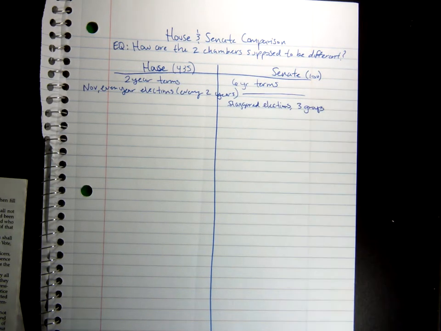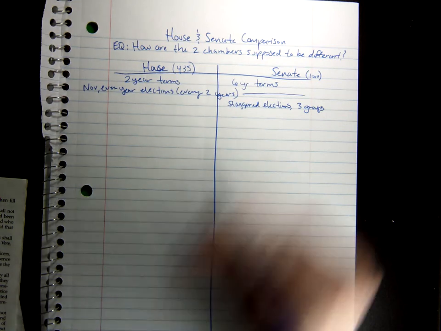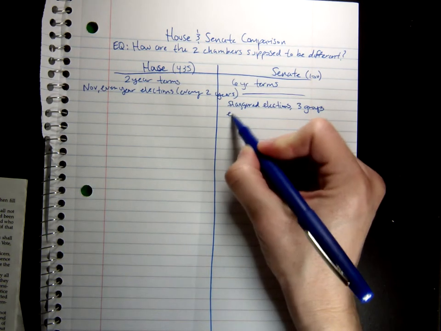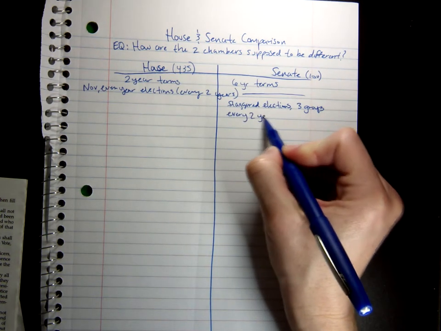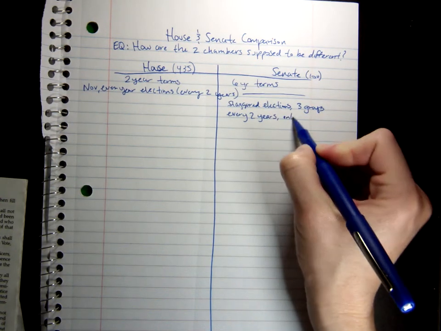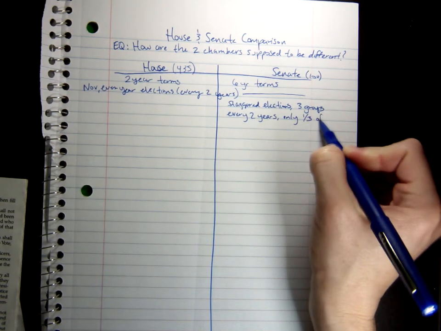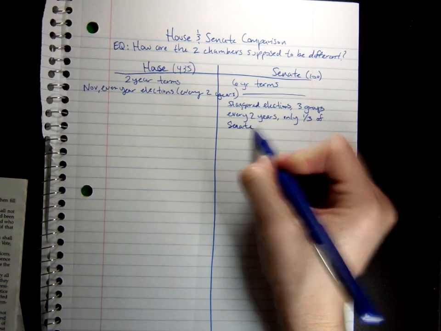So now this begs the question, why make it so complicated? Why do that? What that means is every 2 years there are elections for the Senate, but not for all of the Senate seats, only a third of them. So every 2 years, only 1/3 of the Senate could change.